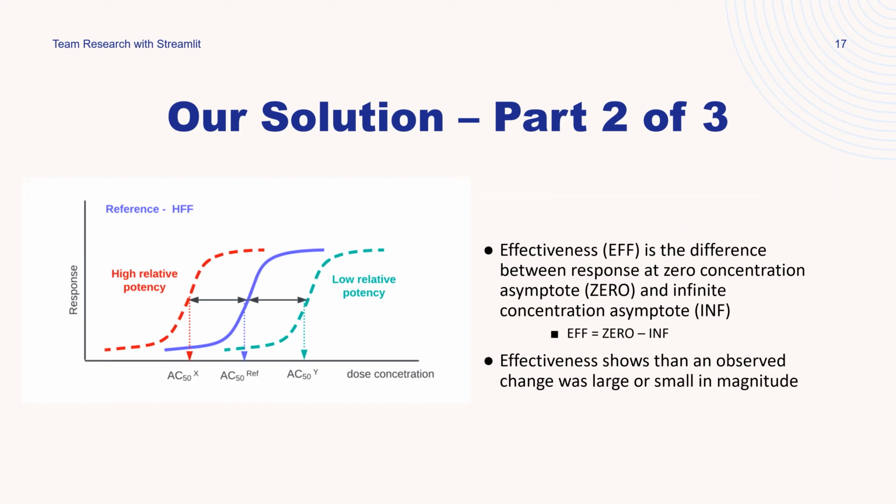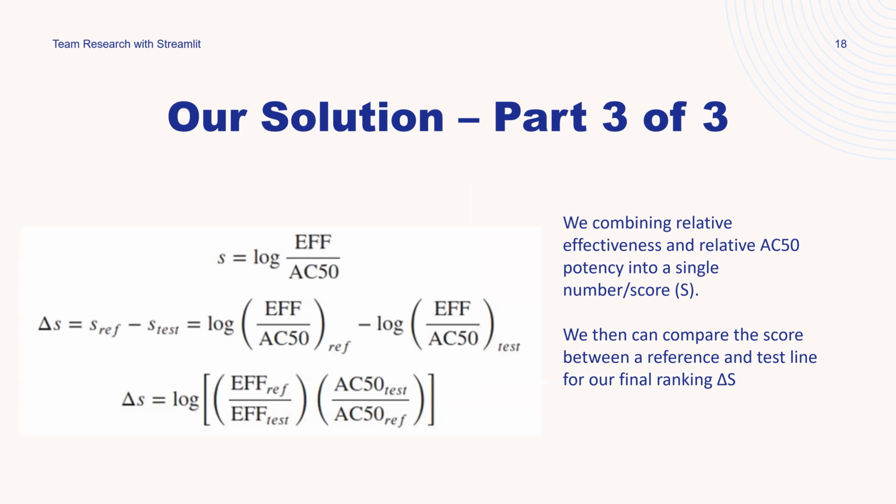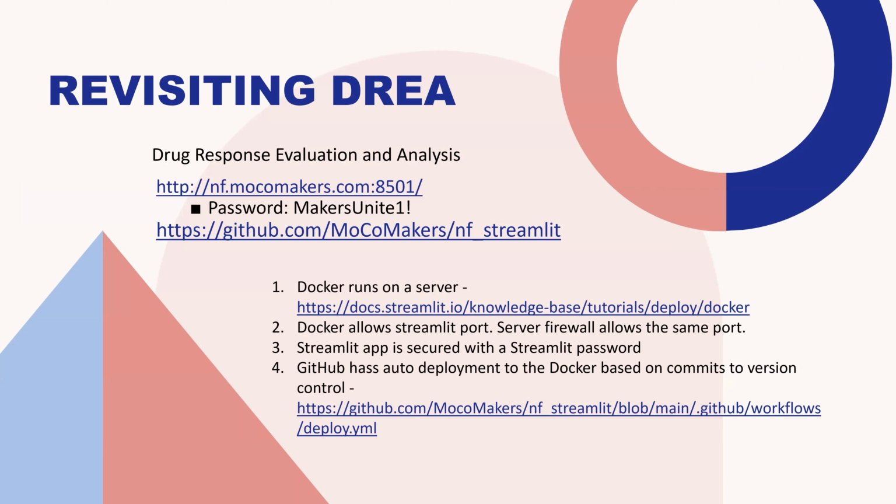But the effect size of it, the magnitude, that's actually indicated by the asymptote. So the height between this lower asymptote and this upper asymptote has information in it that we're calling effectiveness. And we capture that. We take those two values, we do the ratios with the test effectiveness versus the reference effectiveness, test AC50 versus reference AC50. We get a single value score.